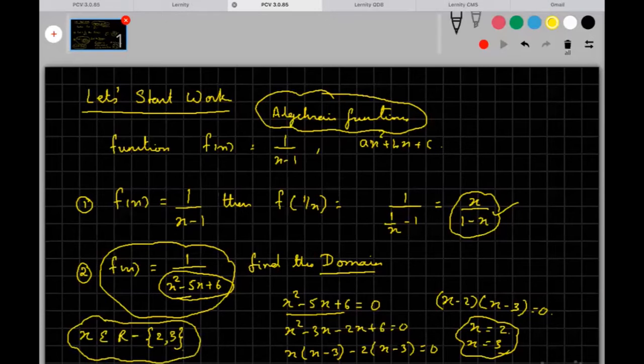Domain of any function refers to all the values of x for which the function is defined. What do you mean by defined? Defined means it doesn't take an indeterminate value. What do you mean by indeterminate value? 1 by infinity is determinate, it is 0, but 1 by 0 is indeterminate, it is infinity, we don't know what it is. Okay, so if you understood it, we will move ahead.